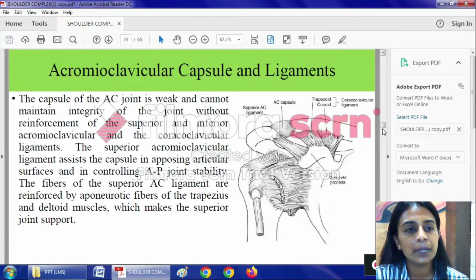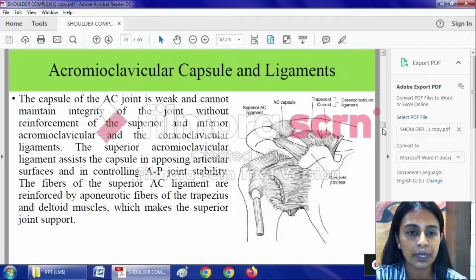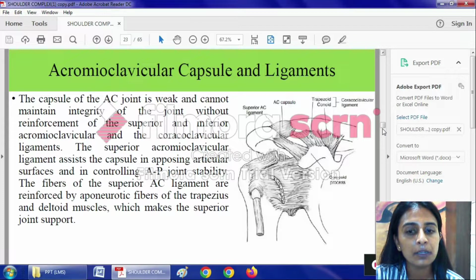The capsule and ligaments of the acromioclavicular joint. The capsule of the AC joint is weak and cannot maintain integrity of the joint without reinforcement of the superior and inferior acromioclavicular and coracoclavicular ligaments. The superior acromioclavicular ligament assists the capsule in opposing articular surfaces and controlling AP joint stability. The fibers of the superior AC ligament are reinforced by aponeurotic fibers of the trapezius and deltoid muscles, which make the superior joint support.